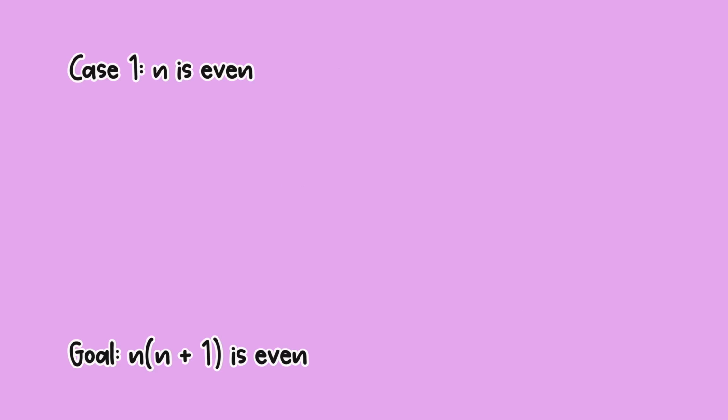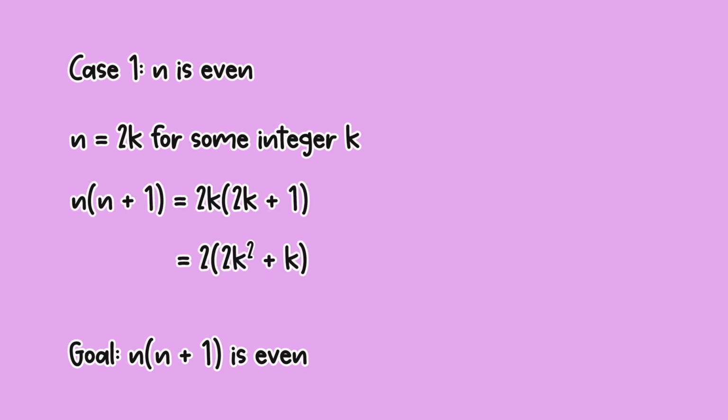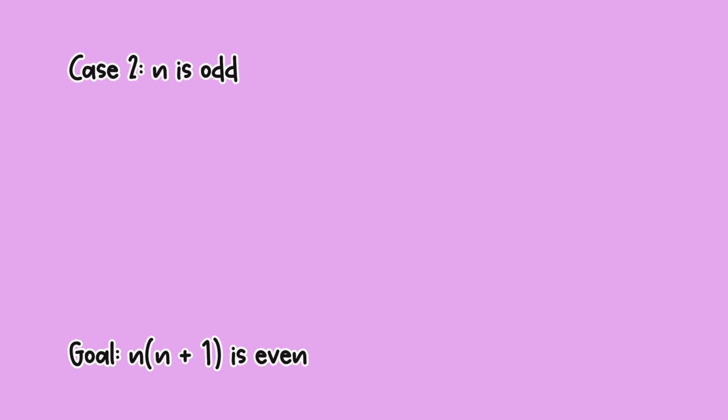In our first case, n being even gives us our next step, unwrapping the term. Now we have something to substitute n in this expression, and we can manipulate it into the form 2 times some integer. Are you able to do something similar for the second case?